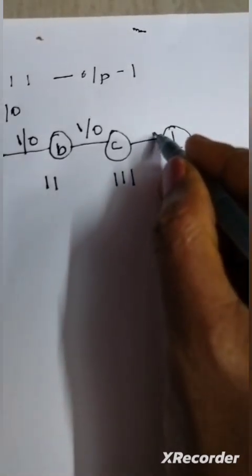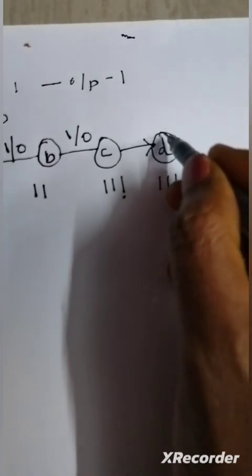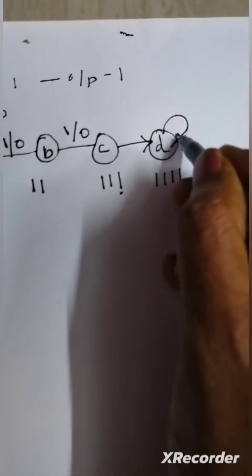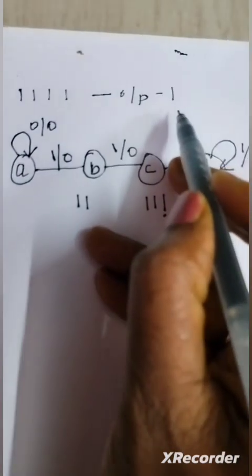Next, I'm going to detect my fourth input. So already you know that D is nothing but 1. Again, I'm detecting my fourth input. Whenever you're detecting the fourth input, it is retained in the same state. Now your input is 1 and your output is also 1. What is the sequence? If you are getting 4 consecutive ones, your output is 1.